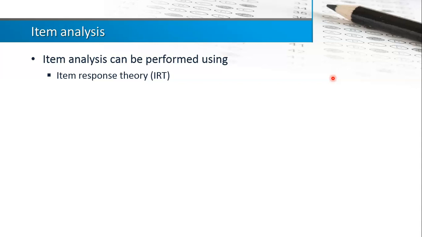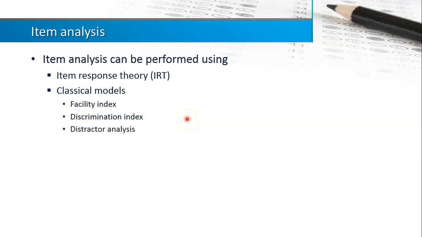Okay, test analysis can be performed with item response theory, IRT. However, this method is quite complex and is not covered in this course. But we can also do it with classical models, using the facility index and also the discrimination index. These are the two normal methods that we can use for small scale or for our classroom. In this unit we're going to learn calculating facility and discrimination, and also distractor analysis if you are using multiple choice questions.